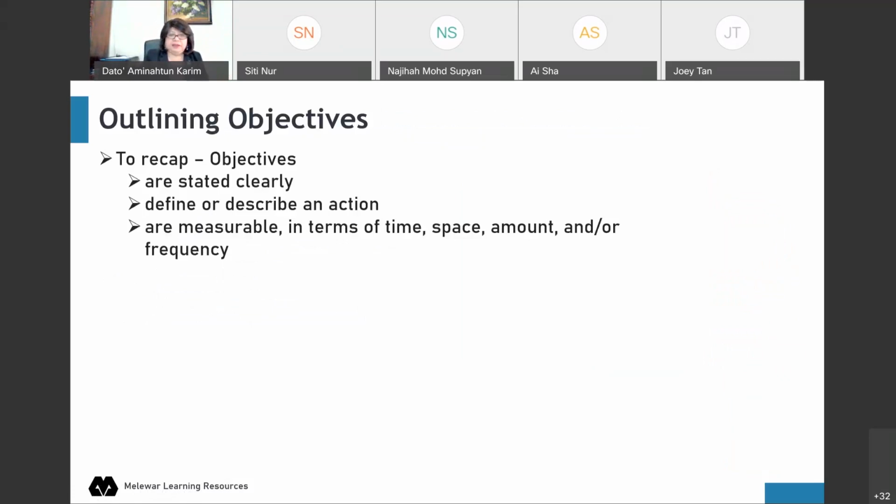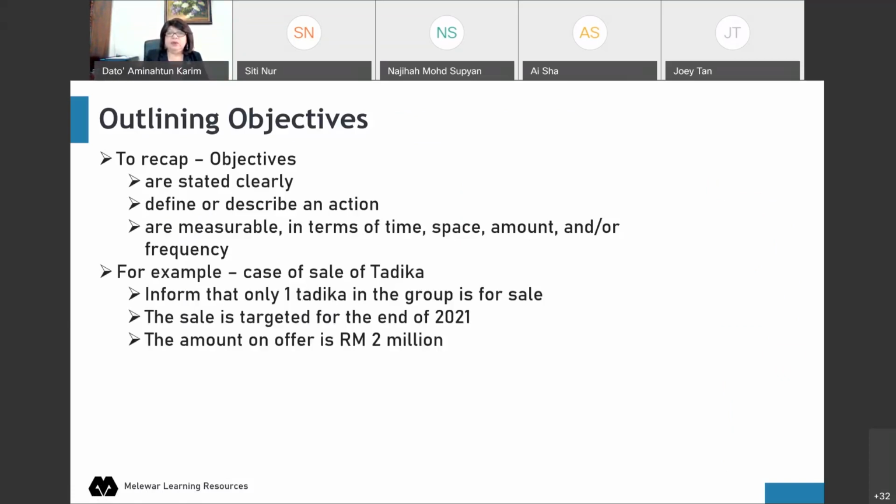Now, for example, the case of selling the tadika, right? Number one, you inform that only one tadika in the group is for sale. Remember, I said that you are in the group, you have many tadikas, maybe all over Malaysia, we don't know, right? But you have more than one. But out of the many, you're selling only one. So that is very specific, right? The objective is to sell one tadika, right?